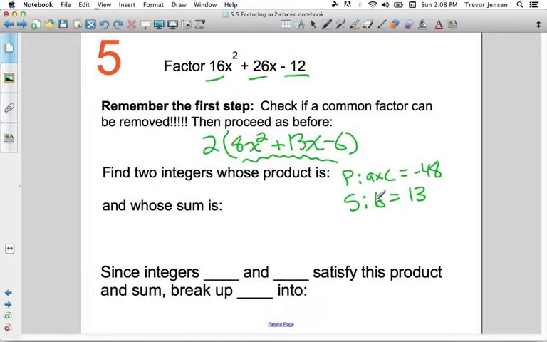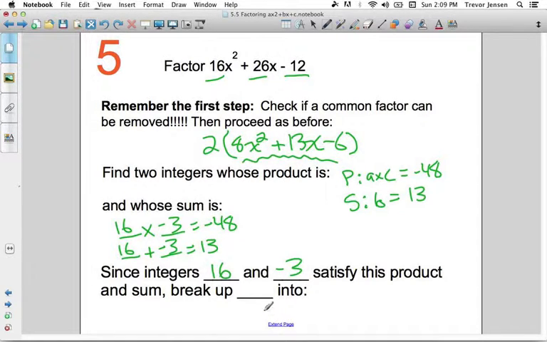Okay, so I need to find two numbers who have a product of negative 48, sum of 13. So what two numbers multiply to give negative 48 and add to give my b value of 13? And the two numbers that do that are 16 and negative 3. 16 times negative 3 is negative 48. 16 plus negative 3 gives me 13. So since those integers, 16 and negative 3, satisfy the product and sum, I want to break up my middle term.